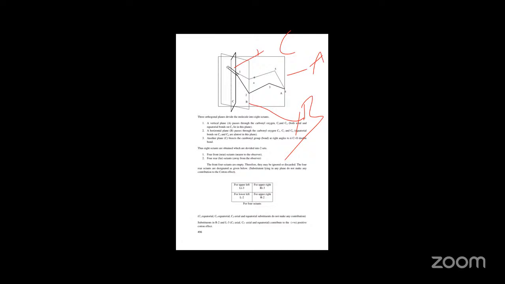The 8 octants are obtained, which are divided into two sets. Four front octants are nearer to the observer, and another four are rear octants, away from the observer. The front four octants are empty, therefore they may be ignored or discarded.